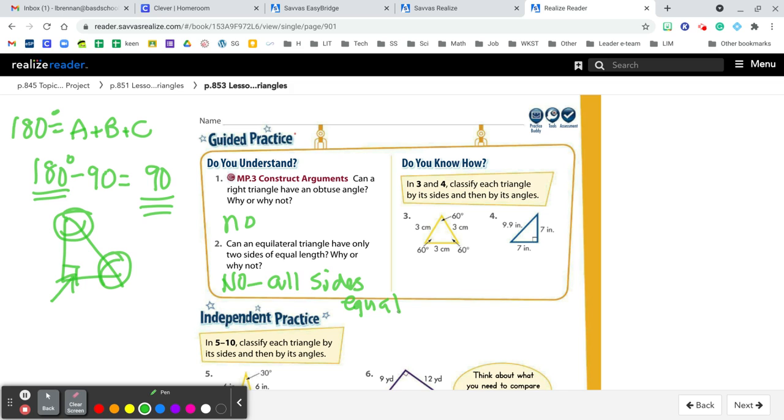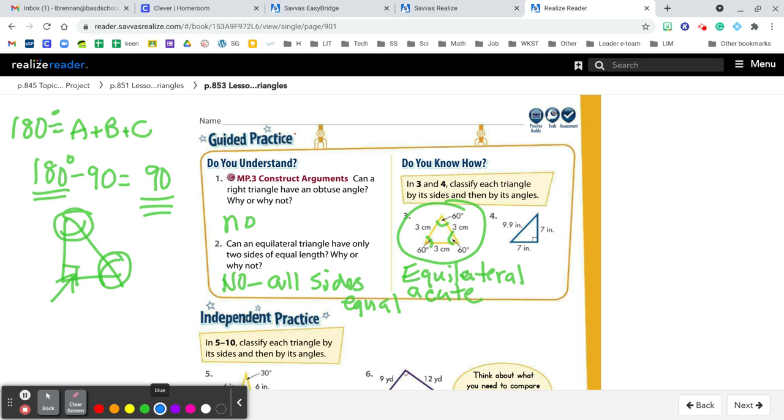In 3 and 4, classify each triangle. So we're going to look for the side and the angle name. If I look at this one, all three sides are the same, so we call that equilateral. That's its side name. And for the angle name, let's look at the angles. We've got 60, 60, 60. Those are all less than 90 degrees, so that's an equilateral acute triangle.